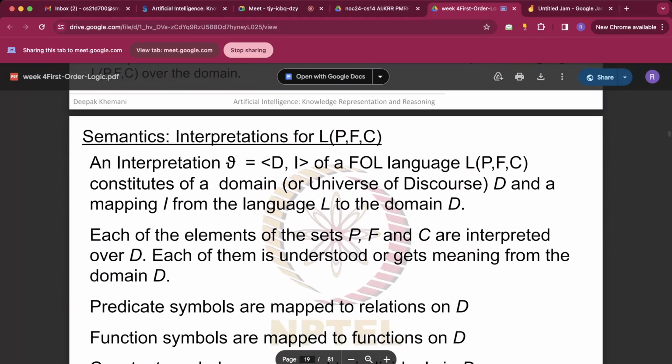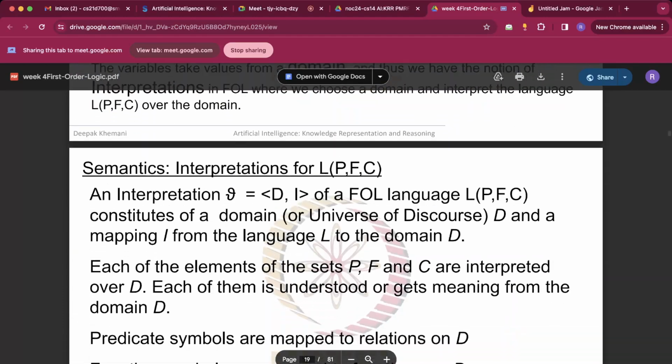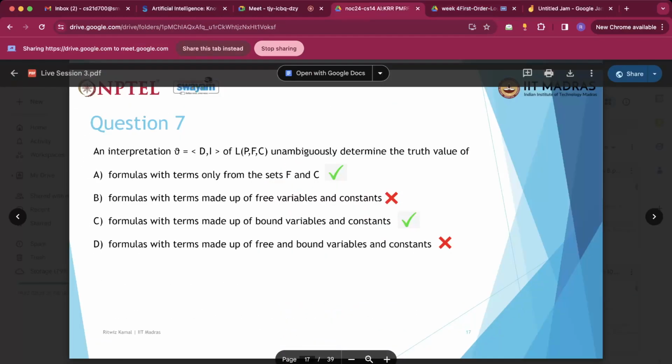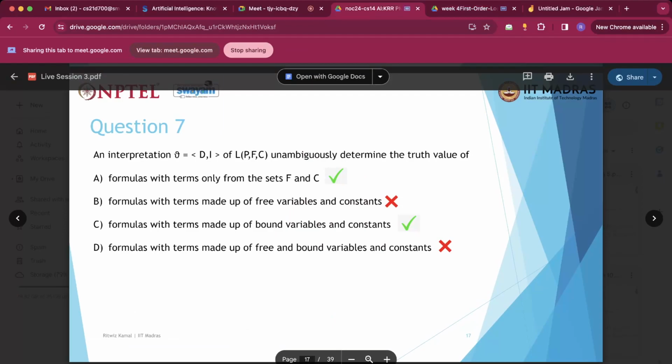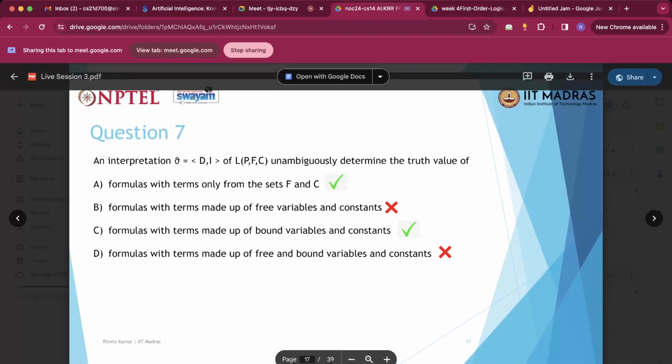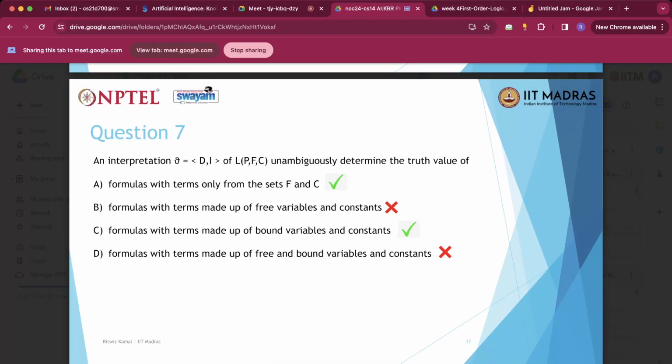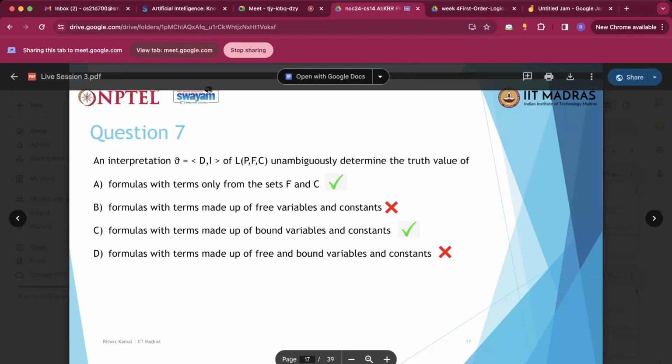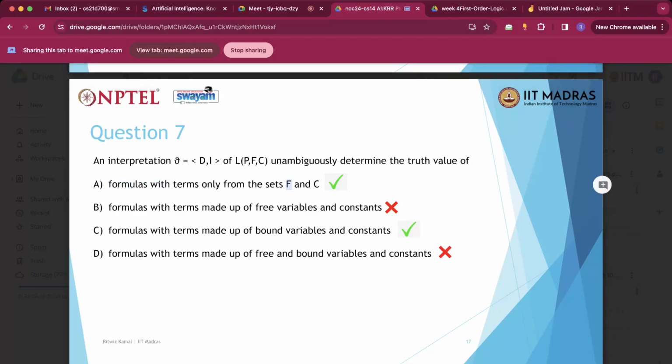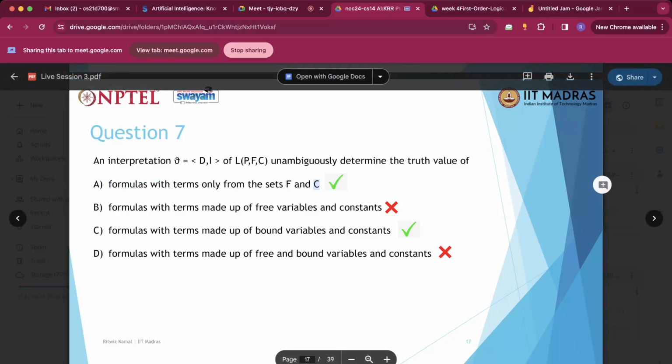Okay, this doesn't have specifically what we are looking for, but that's all right. Let's come back to our options over here. So an interpretation can unambiguously determine the truth value of a formula with terms only from the sets F and C.